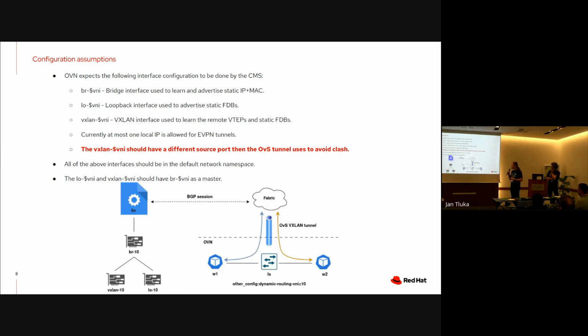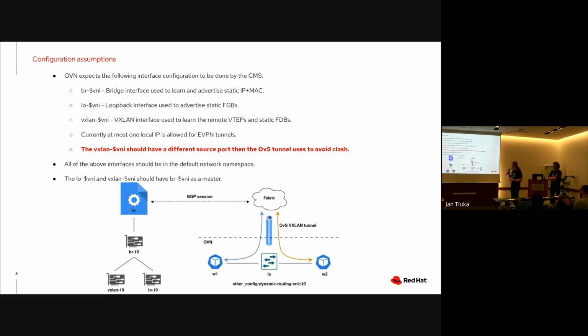And on top of that, we need a bridge, BR-VNI, that is basically mastered to those 2 interfaces. And we will use that bridge to learn and advertise IP addresses plus MAC. So that's the whole type 2 routes that Dumitru was talking about.